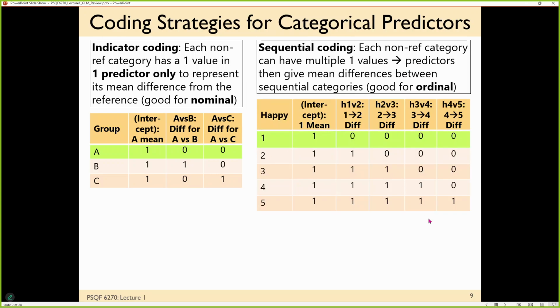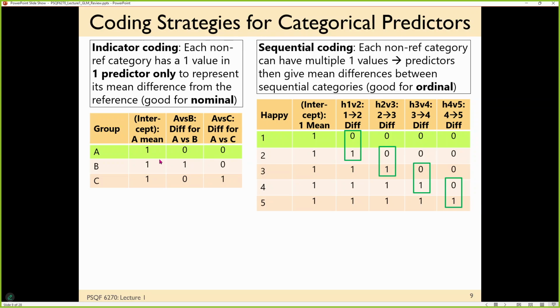Here's an alternative. This is sequential coding. I like this one for ordinal variables. Here, what we are doing is capturing successive differences as we move up the variable. So for an ordinal measure of how happy you are, for instance, on a scale of 1 to 5, I set the first level as my reference, and then each of the slopes tells me what happens as I move up one category. I find that useful.